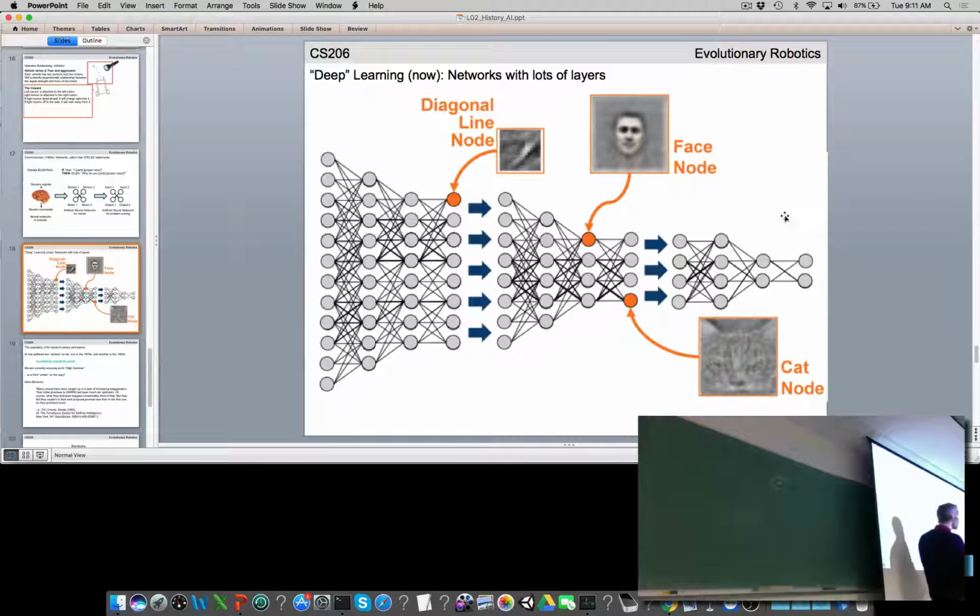There's some interesting things you can do with deep learners. So usually we supply a photograph or a YouTube video at the input layer here, and at the output layer up near the top, it will say there's a face in this image or video, or there's a cute kitten in this video, or whatever.